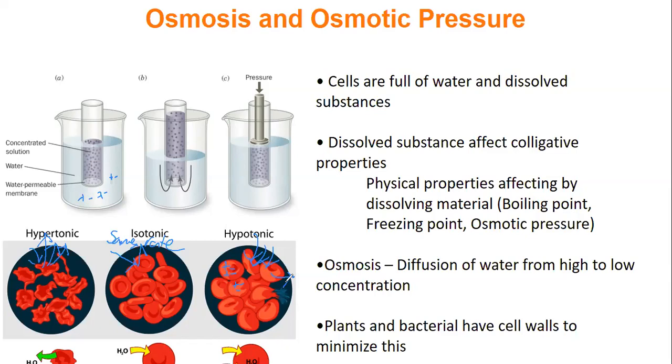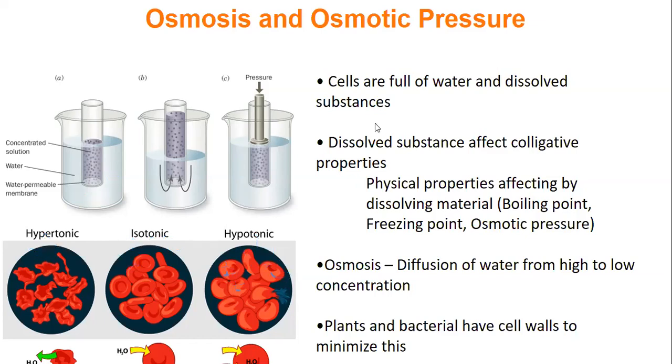So being in an isotonic solution is very, very important for all your cells, especially your red blood cells. It's important if you work in a hospital to make sure you get that solution right if you're storing any cells.